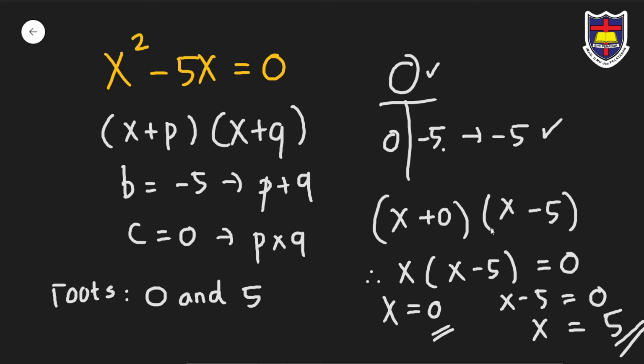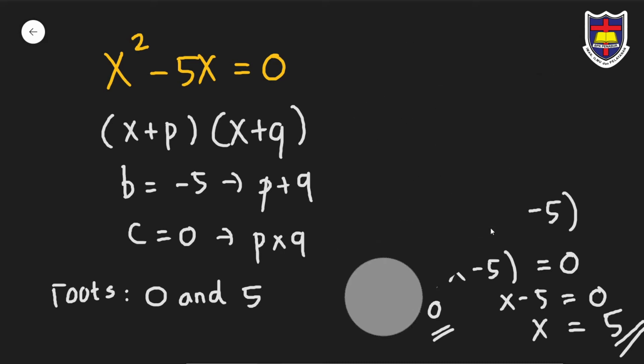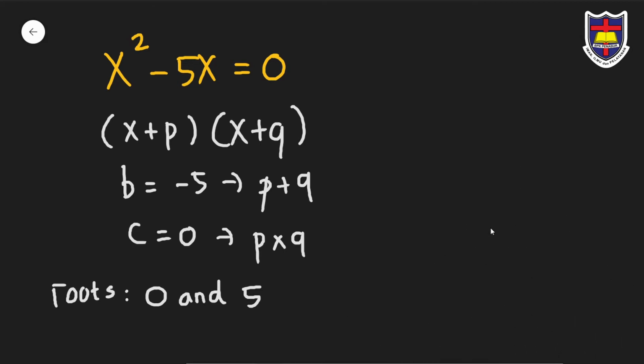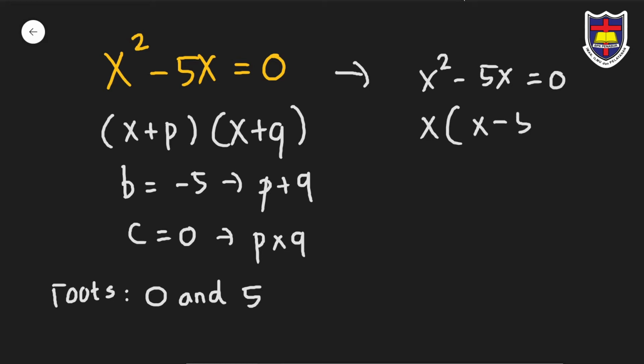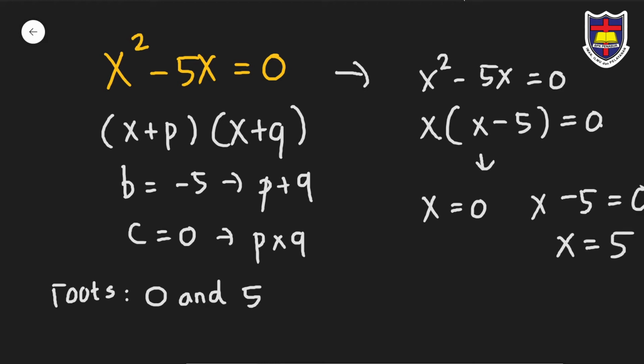Okay, but we can also do it in other steps. We can factorize this equation. We have x squared minus 5x equals 0. Because the x is the same, we can write it as x times (x minus 5) equals 0. So we can conclude that x equals 0, and x minus 5 equals 0, so x equals 5. So the roots of it will be 0 and 5.